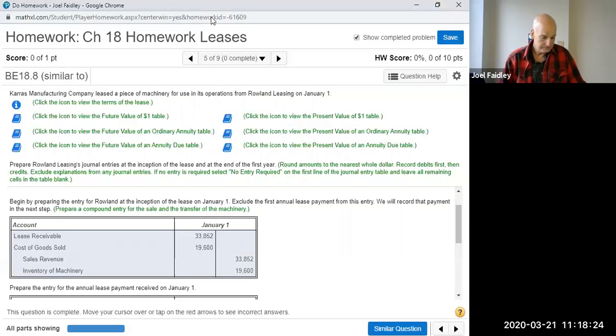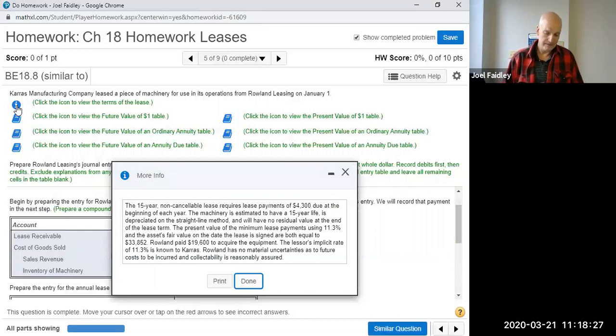So my lease receivable, pull up the information: 15-year lease, payments of $4,300, 15-year life. That tells you it's a capital lease, 15 divided by 15 is 100%. It's more than 75%. Again, they're using factors like 11.3, which I couldn't use on an exam unless I told you what the actual amount is, which is what they do. They're both equal to 33,852. They pay $19,600 to acquire the equipment. So you're thinking what? That's inventory, right? $19,600. It's going to become cost of goods sold. And that's going to be your revenue, $33,852.